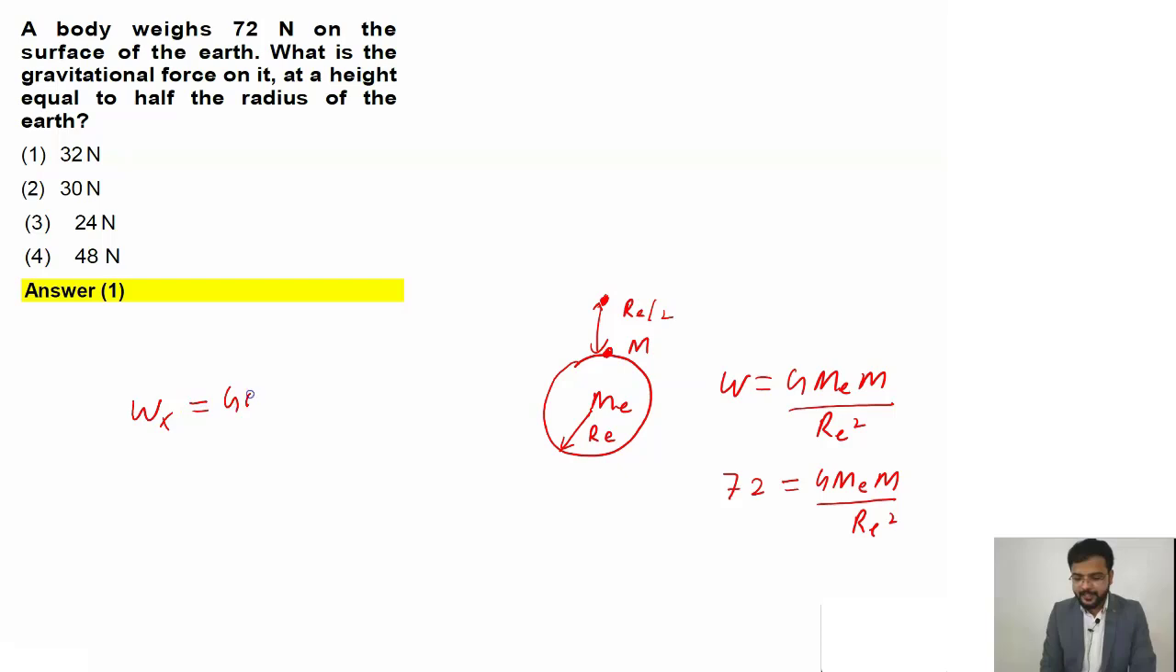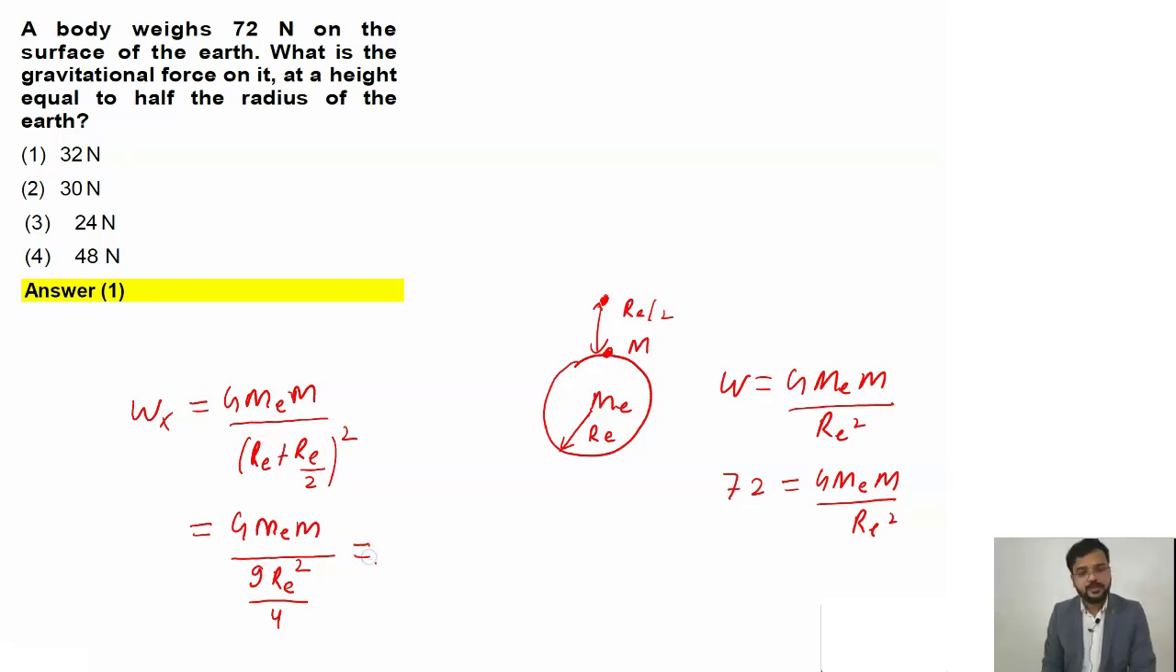So this will be G, the mass of the earth will not change, and the mass of the body will not change, correct? Only the distance between the earth and the body is changing. So it will be Re plus Re by 2 whole square, correct? After solving this, we can write G Me m by 3 Re by 2 whole square, which is 9 Re square by 4, correct?